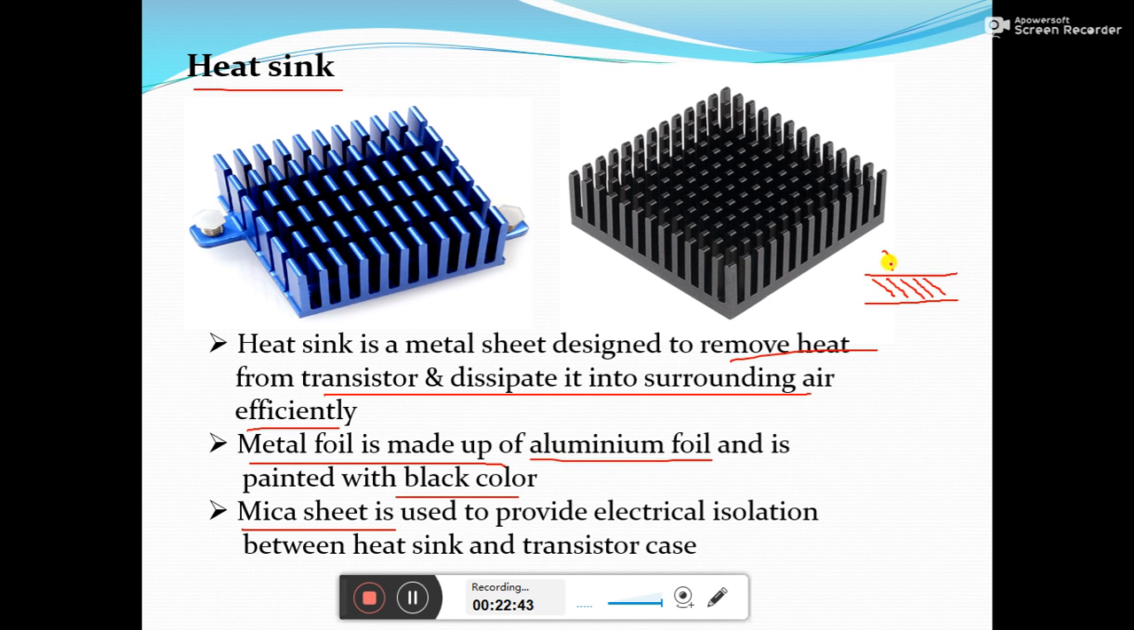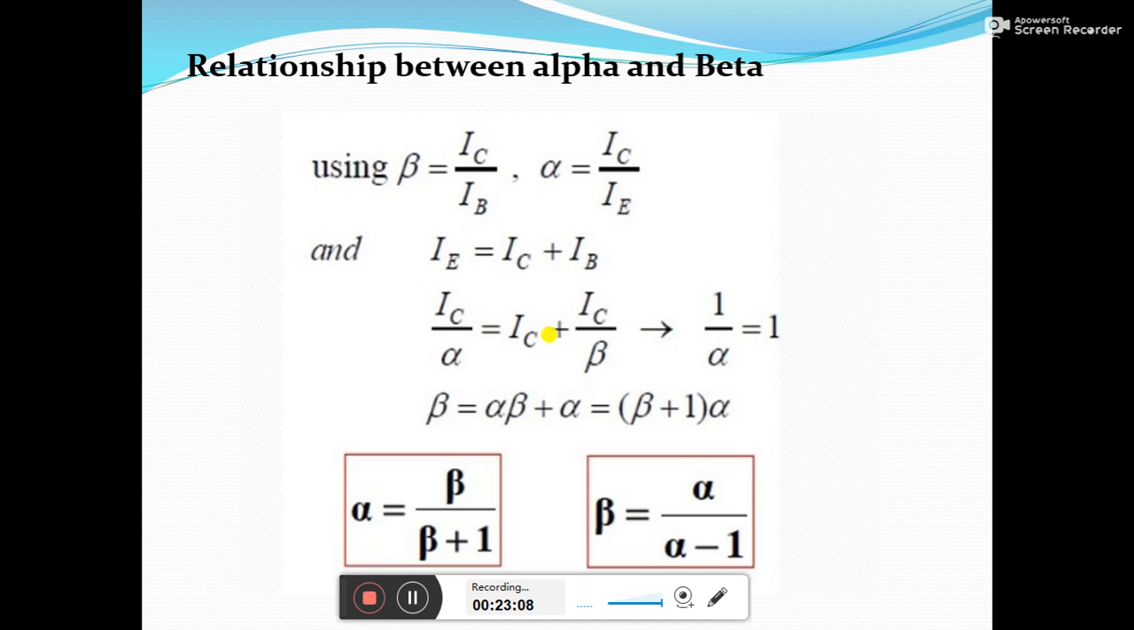So this is your heat sink, and this is the transistor. This provides electrical isolation. If you don't use a mica sheet, there is a chance of getting a short circuit. So to avoid the short circuit, or to provide electrical isolation between the transistor surface as well as the heat sink, we use a mica sheet in between these two. This question will be asked for 5 marks in our examination.